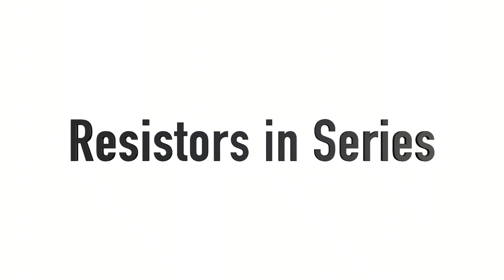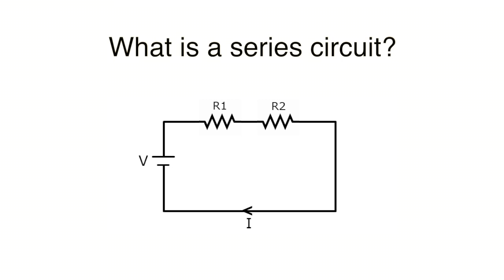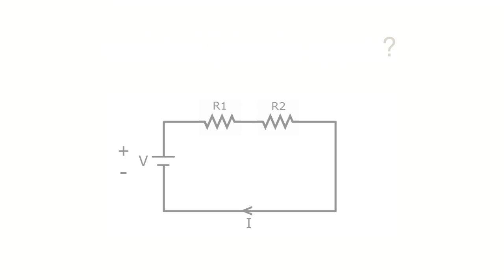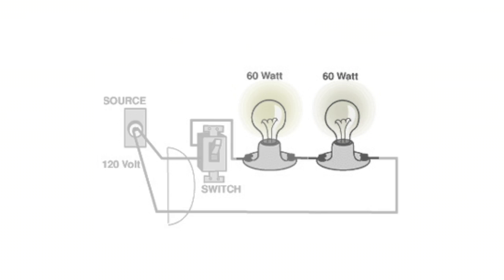Resistors in series. So what is a series circuit? Unlike parallel circuits, series circuits are defined by only one path in which the electrons flow from the positive terminal to the negative terminal of a power source in a circuit. So if we were to put two or more light bulbs in a circuit and one of them breaks, there would be no flow of electrons because the circuit has broken.